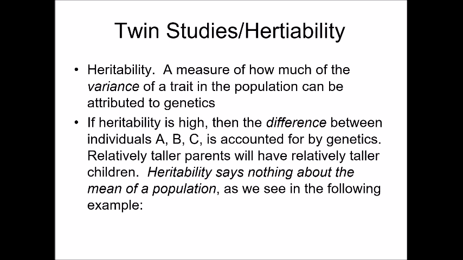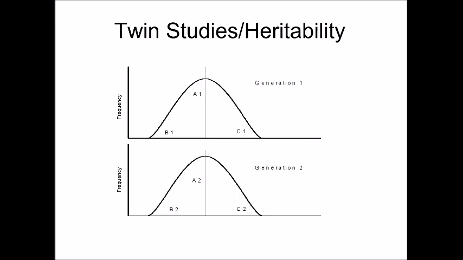Now, it's important to bear in mind that heritability is a measure of how much of the variance of a trait in the population can be attributed to genetics. So if we have three individuals, then the difference in those three individuals is what we're interested in as far as heritability is concerned. Heritability says nothing about the mean of the population.